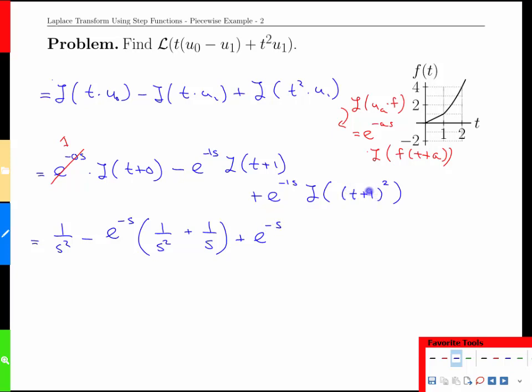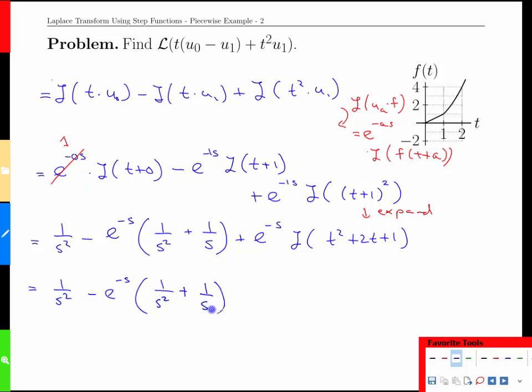Now this last term is a little more ugly. We have this t plus 1 squared. We really need to expand this. Again, the Laplace transform is linear, so it works great if we have a sum of things. It does not work so great if we have powers. So what we're going to do is expand that out and take the Laplace transform of t squared plus 2t plus 1.